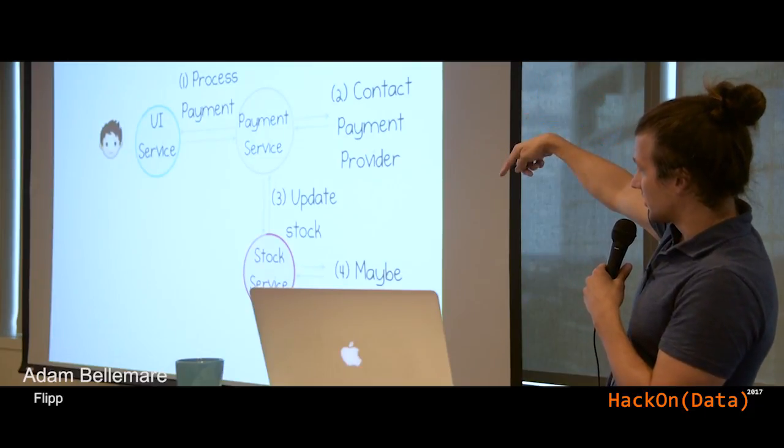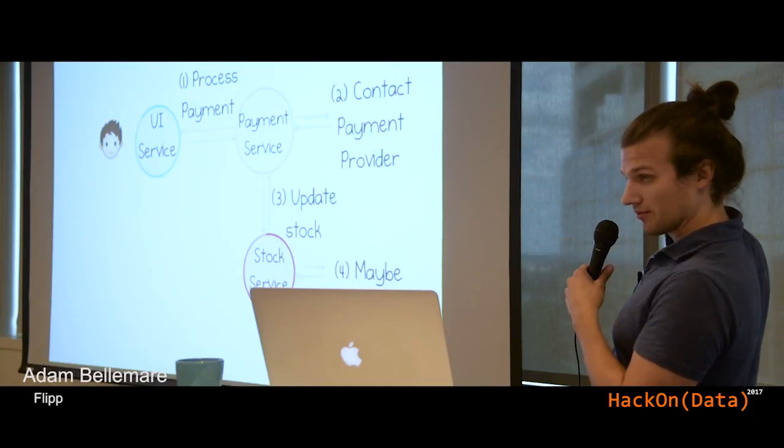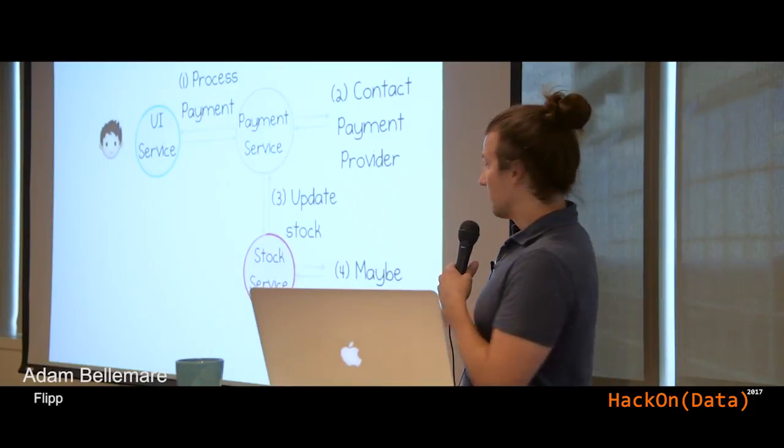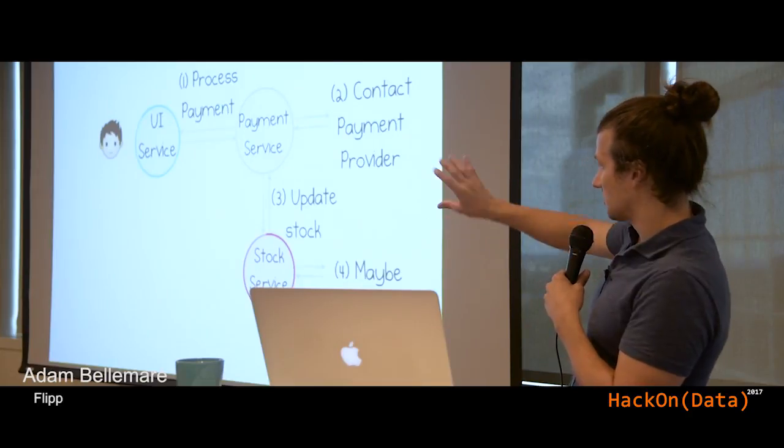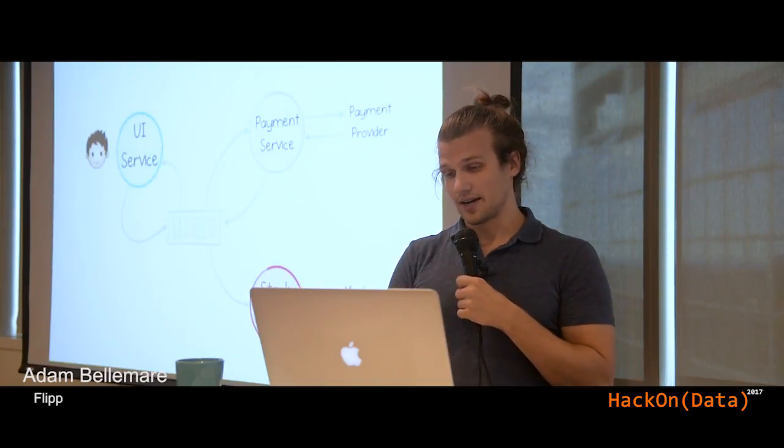And then from there, it talks to the stock service and maybe gets more stock. And then from there, the stock service would probably inform a fulfillment service and so on and so on. But every single one of these double-headed arrows here is a specific API. And the downside here, obviously, is that you have to maintain all that.